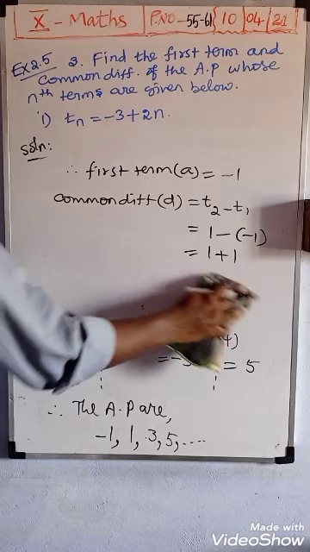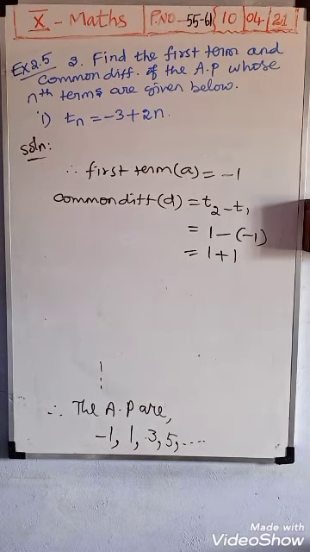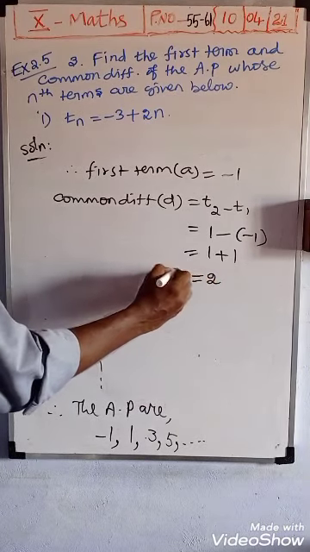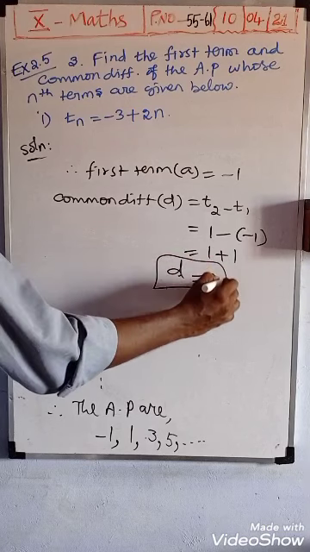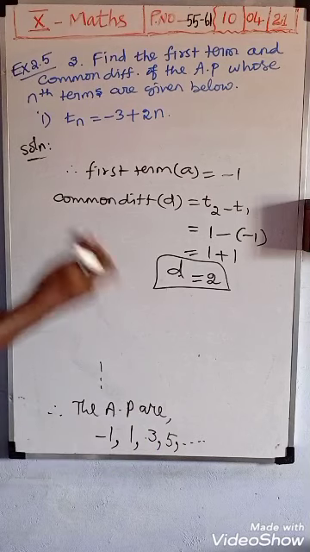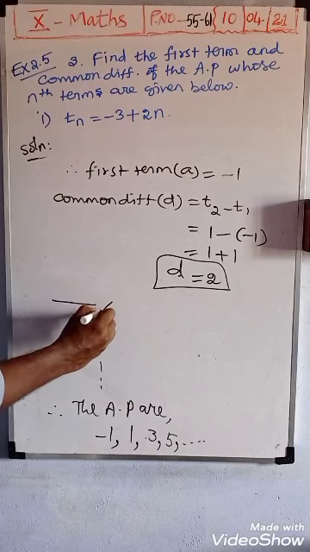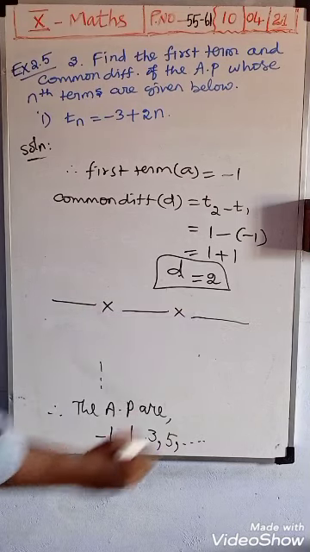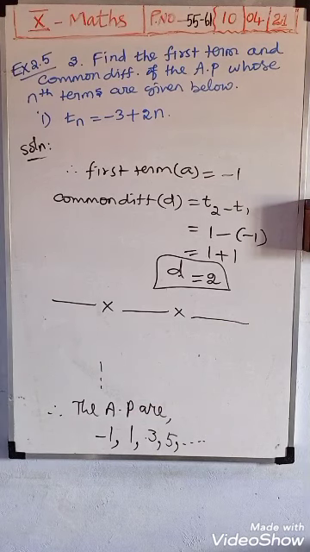Because minus into minus changes into plus. So 1 plus 1 we receive as 2. So the common difference we receive as 2. Like that, 3 minus 1 is 2, 5 minus 3 is 2. So we will receive the answer. The nth term is given, and using the nth term we received the first term and common difference. Okay, that's all.